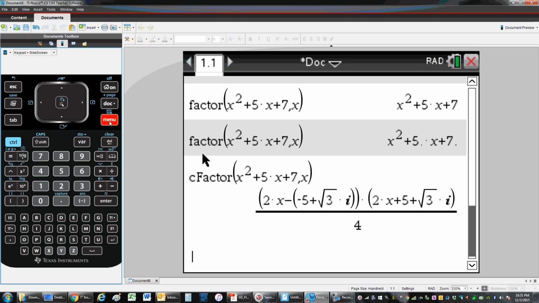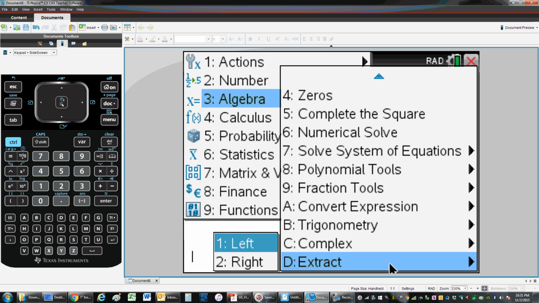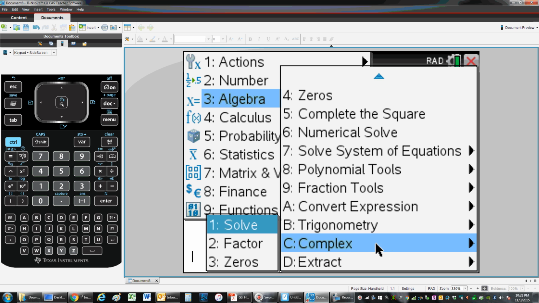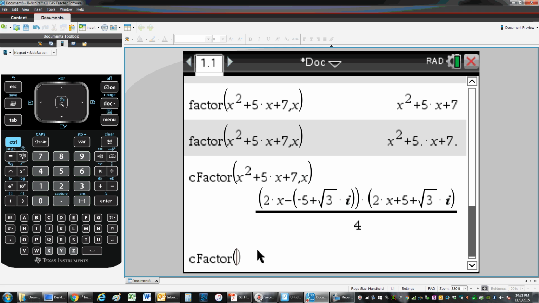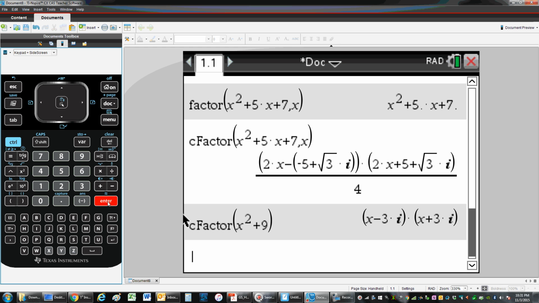And if you wanted, I think it's under Menu, Algebra. Yeah, so you have a complex. If you go down to complex and then factor, that's where you can pull up the C factor. Or you can still just type it in like we just did. But if you had, let's do one a little more friendly, like x minus 3i, x plus 3i.